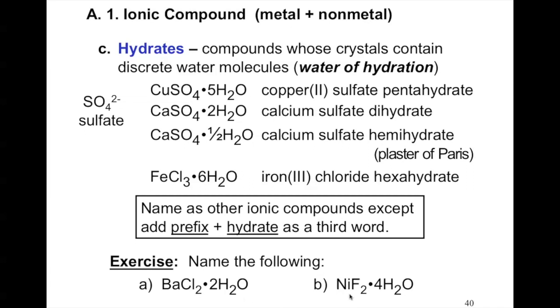For the second one, however, nickel's a type 2 metal ion. So we have to figure out its charge. Well, we have 2 fluorides. Each one we know is -1 because you've memorized it, and therefore that requires nickel to be +2. So we would name this compound nickel 2 fluoride tetrahydrate, tetra meaning 4.